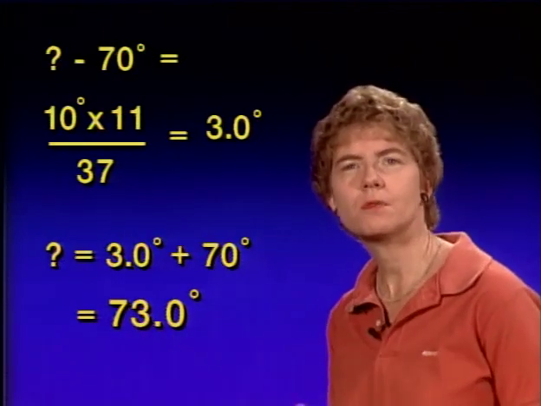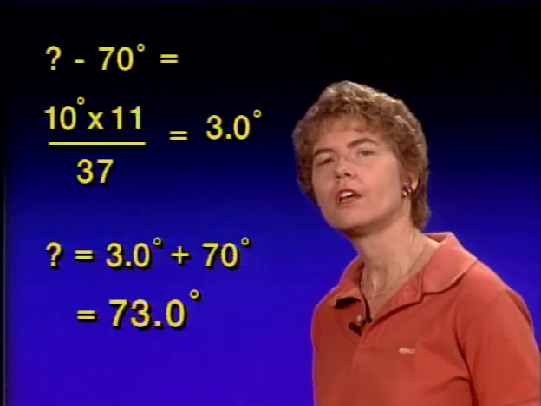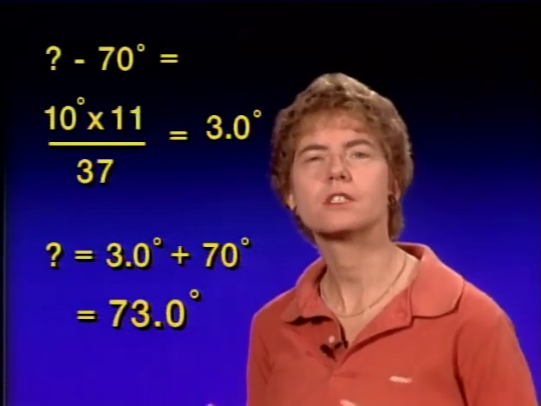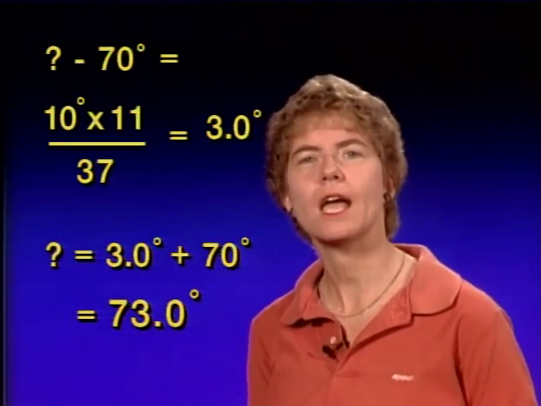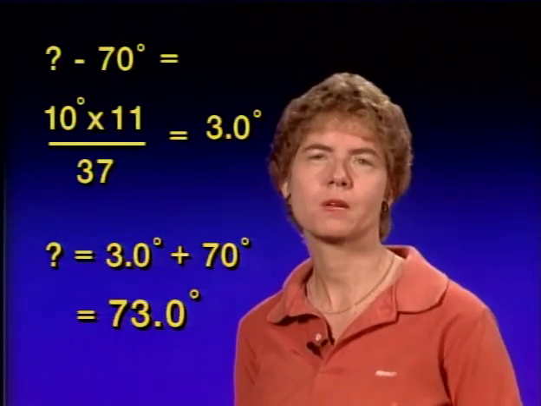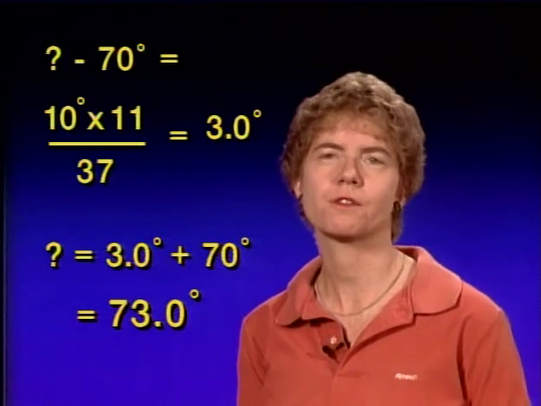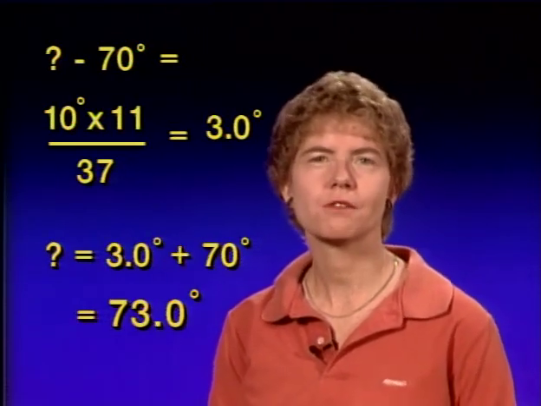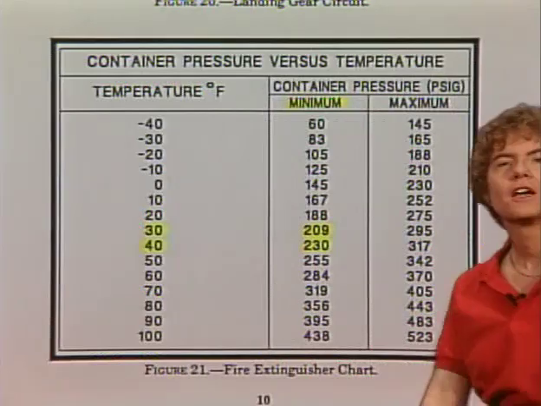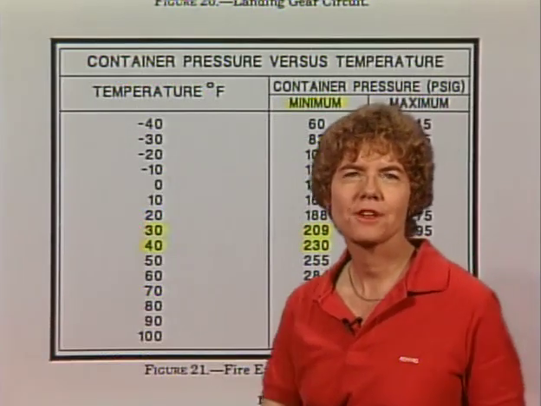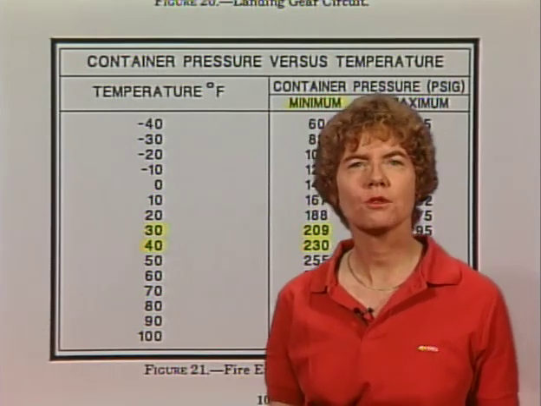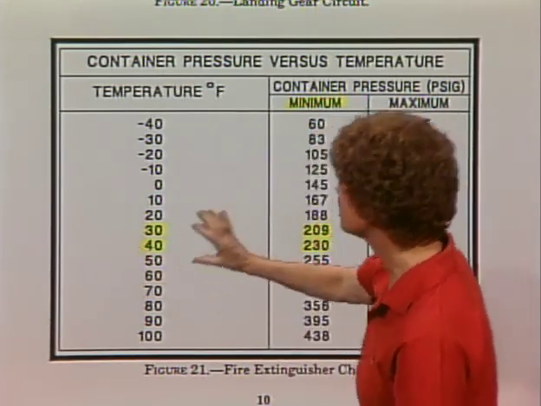So the acceptable temperature range is from 45 degrees to 73 degrees. The acceptable temperature range that we can have given both a maximum and minimum pressure of 330 psig is between 45 and 73 degrees Fahrenheit. Take a look again back at figure 21, because this time the FAA is going to ask you a question, but in the opposite direction.